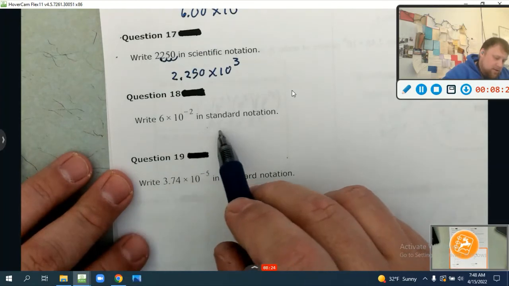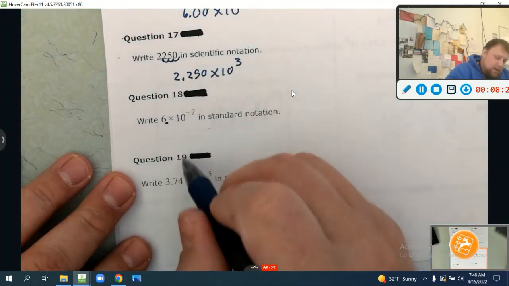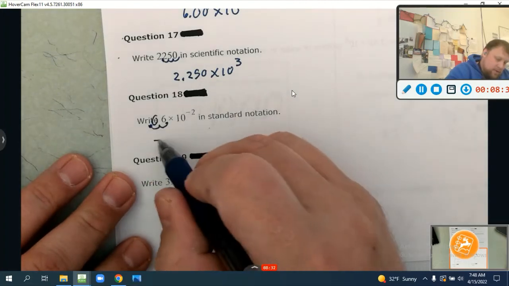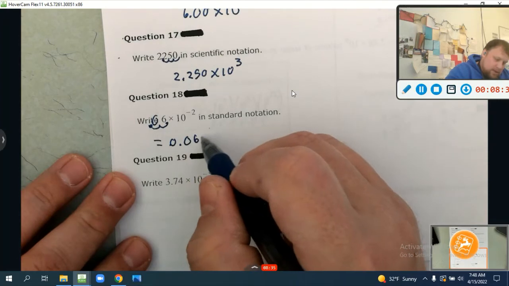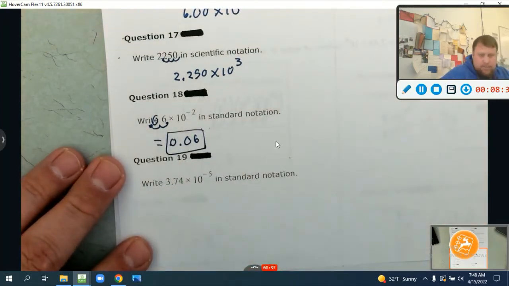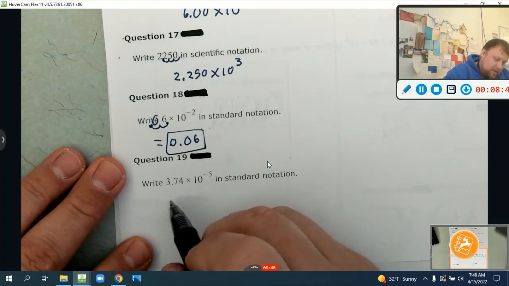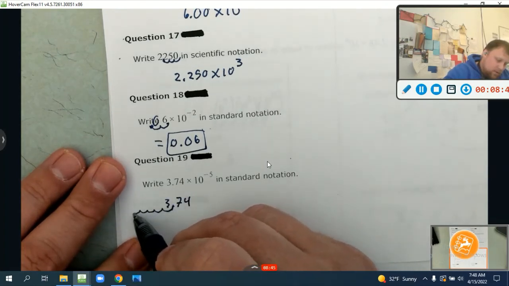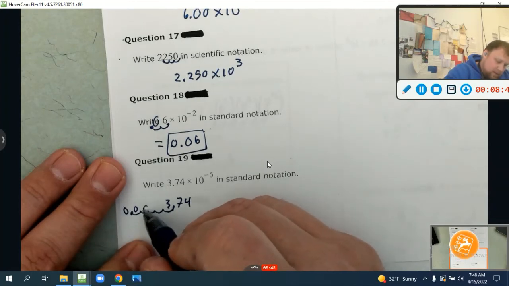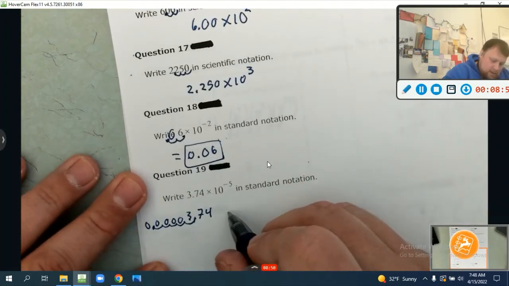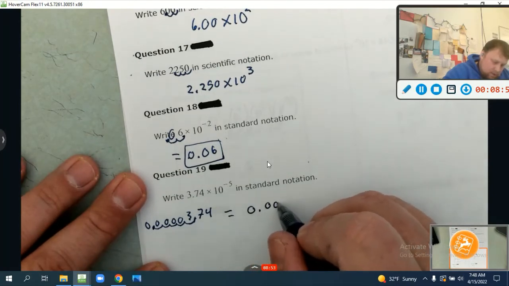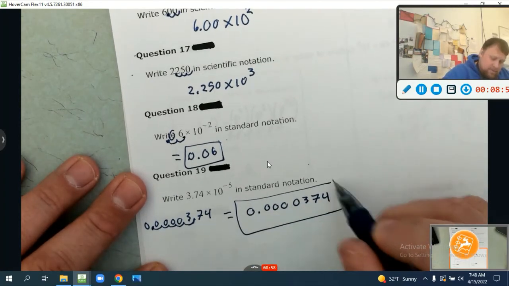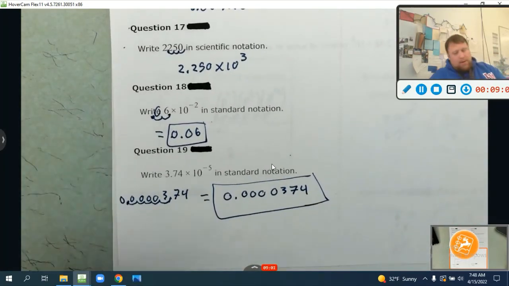In standard notation. All right, so there's a decimal point here. And negative 2 tells me to go to the left. So 1, 2, fill it in with a 0, so this equals 0.06. Same thing here, except I'm going to move it 5 times. Let me write it down here, 3.74, but I'm going to go 1, 2, 3, 4, 5. Fill in all the empty spots with 0, and this equals 0.0000374. Something really small, right? Boom.